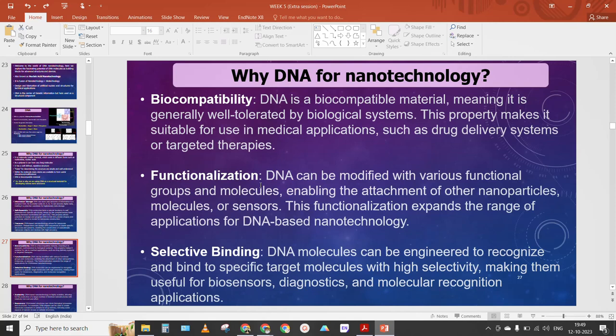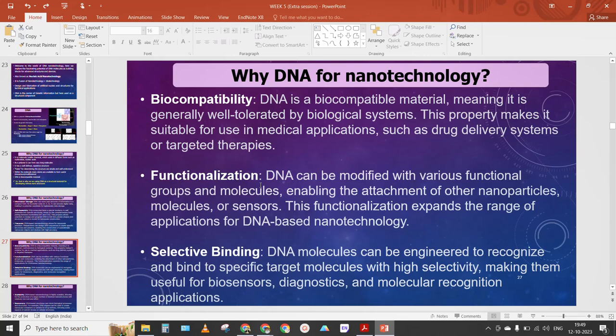Then biocompatibility. DNA is a biocompatible material, meaning it is generally well tolerated by biological systems. Some materials are not biocompatible with the human body, such as synthetic materials. So this biocompatibility of DNA is a major factor. This is why we can use DNA in nanotechnology nowadays. This property makes it suitable for medical applications such as drug delivery systems or targeted therapies.